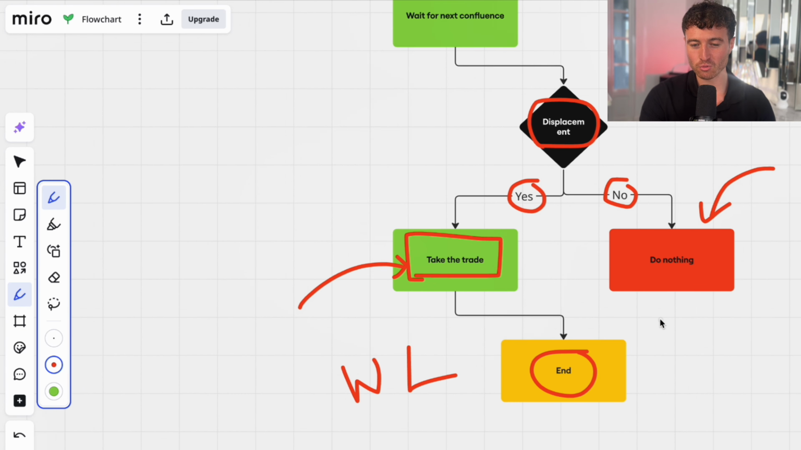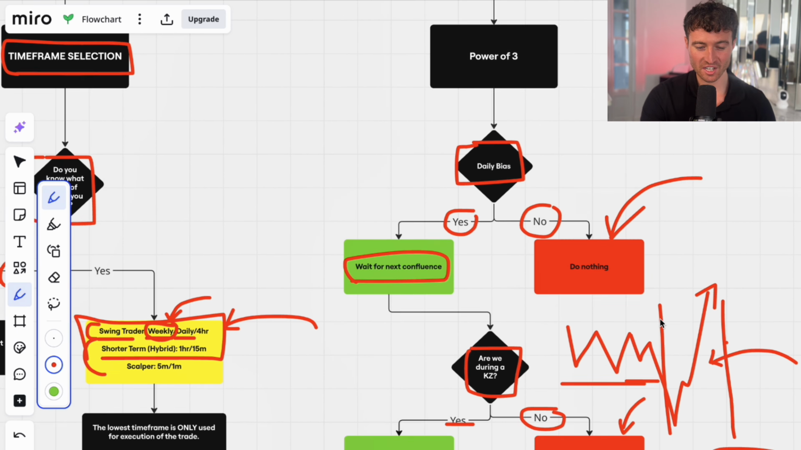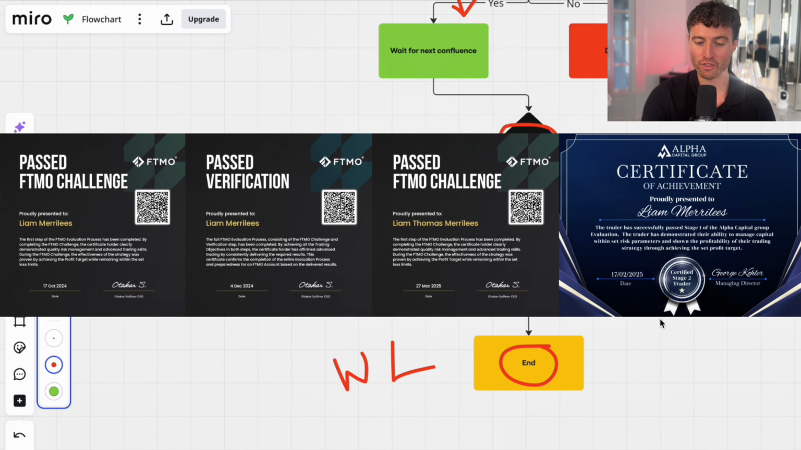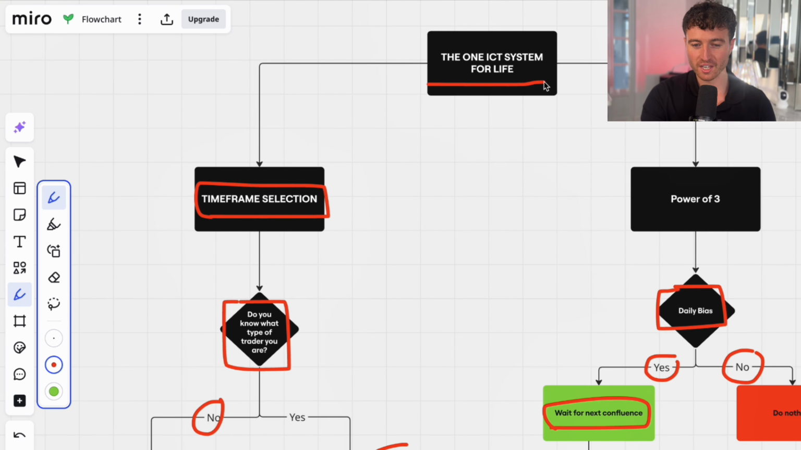And I repeat this process every single day. This is the exact process that has allowed me to get funded over $600,000. So if it's worked for me and it's worked for many of my members, I believe it can work for you too. And so this right here is the one ICT trading system for life.